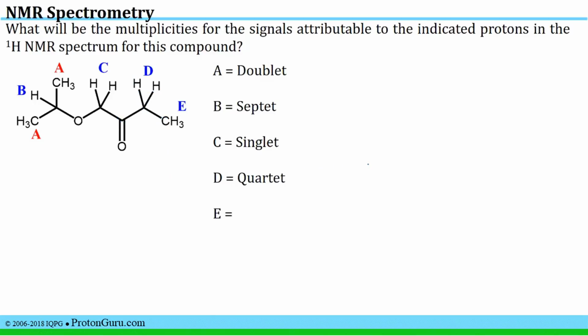Finally, we can go to our final set of protons, E. They sit on this carbon. Look at the neighboring carbon, and it has 2 protons on it. So multiplicity is those 2 neighboring protons plus 1. Multiplicity of 3. And an NMR signal with a multiplicity of 3 is called a triplet. If we were to take a proton NMR spectrum for this compound then, we would see a doublet, a septet, a singlet, a quartet, and a triplet.